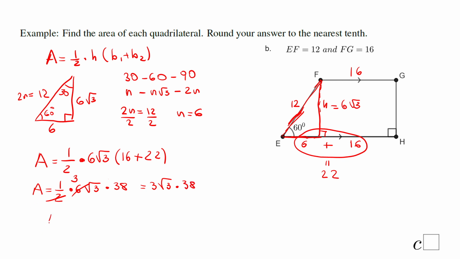So a very good answer in case you do not need to approximate. Just multiply 3 and 38, and that is 114 square root of 3. This is a very, very good answer in case you do not need to approximate. But in our problem, we need to approximate, write your answer to the nearest tenth. So I'm going to do that in the calculator.